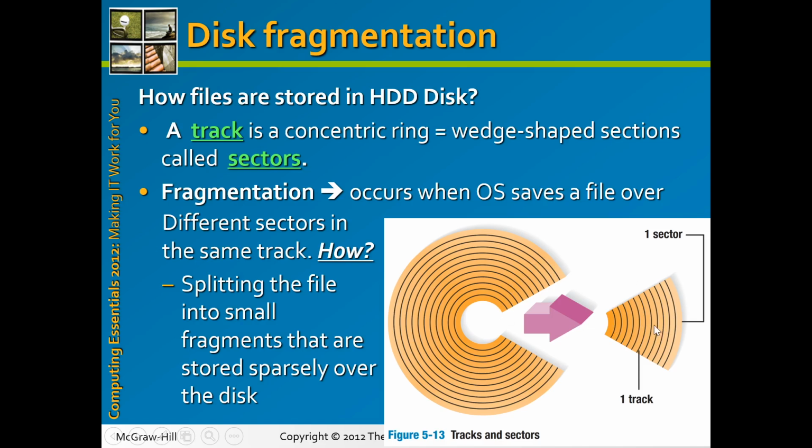From time to time, whenever you delete or modify those files, they will leave empty spaces that tend to be used, but they are actually reserved spaces. So how is this happening? How do we save a file within the same track? It is by splitting the file into small fragments. Fragment 1 will come here, fragment 2 may come here, fragment 3 maybe here, and so forth. This is what we call disk fragmentation.